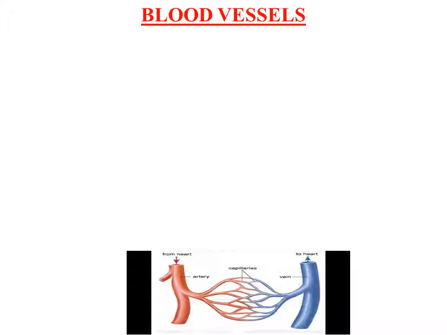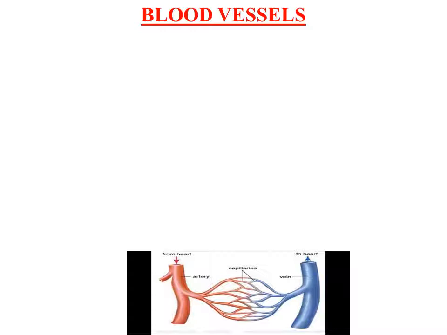In between you can see that there is a mesh-like structure. When these arteries enter the cellular compartment or tissue area, they divide themselves into very fine structures, and when an artery divides itself into fine structures, they are called capillaries. With these capillaries, the exchange of materials from the blood to the tissues and cells takes place.